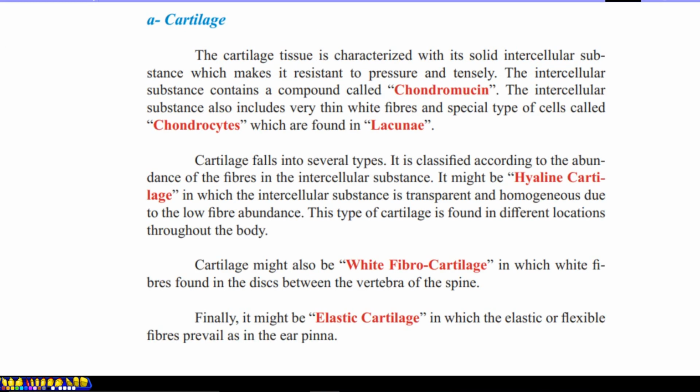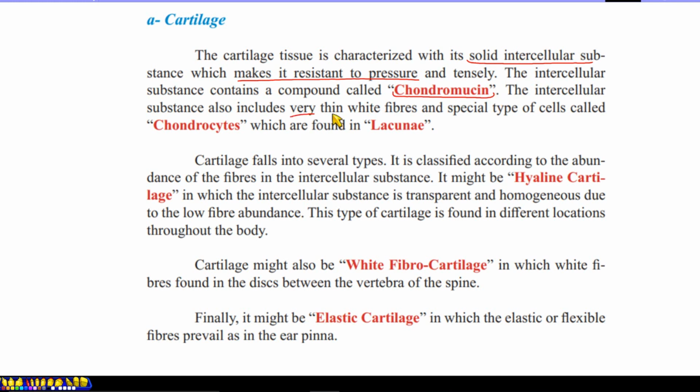The first one is cartilage tissue, characterized by its solid intercellular substance, unlike the previous kind of connective tissue we studied with gelatinous or liquid intercellular substance. This solid intercellular substance makes the tissue resistant to pressure and expansion. It has this ability because it contains a different material than others. We call it chondromucin.